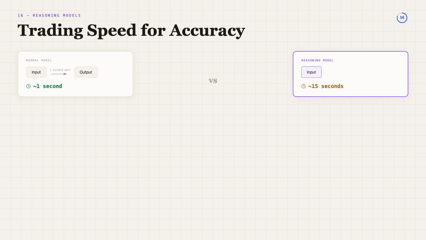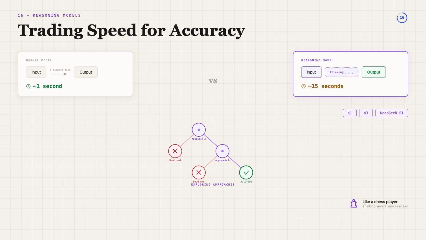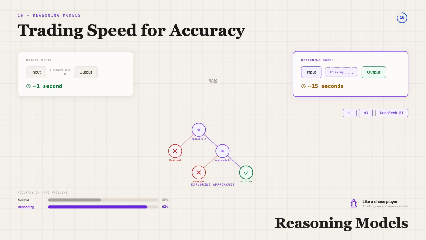Normal AI models answer instantly. One forward pass and done. Reasoning models like O1 and DeepSeek R1 are different. They actually spend time thinking before answering. They explore different approaches, consider possibilities, and eliminate dead ends. Kind of like a chess player thinking several moves ahead. The trade-off? They're slower, sometimes taking 15 seconds instead of 1. But on hard problems, math, logic, coding, they're dramatically more accurate.